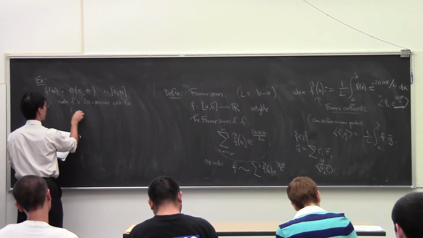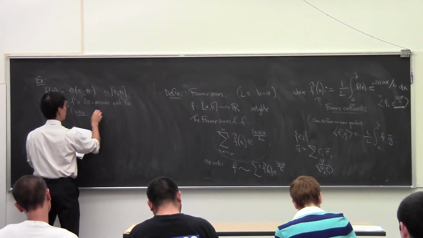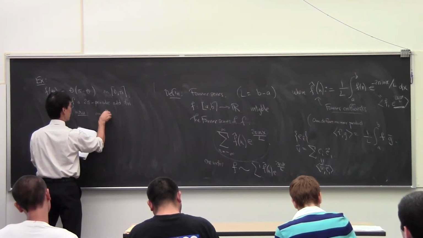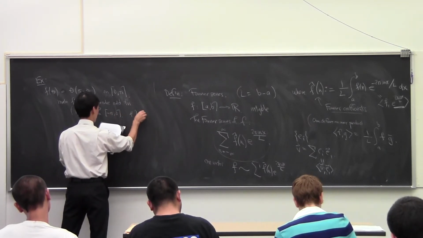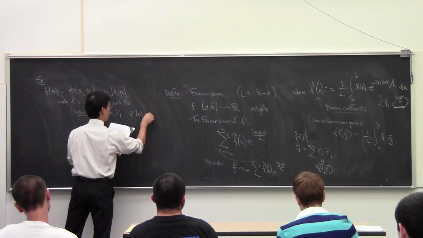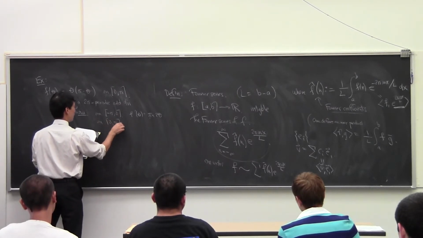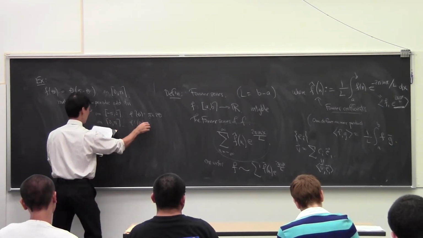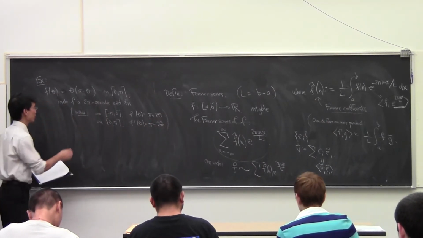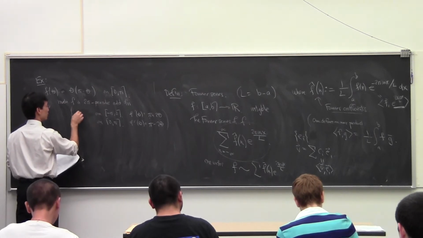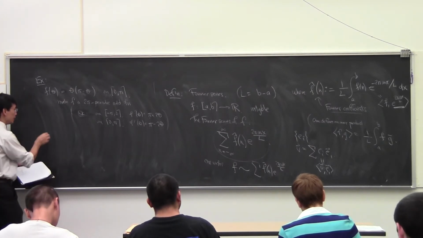So notice that on negative pi to 0, the derivative is pi plus 2 theta, and on 0 to pi, the derivative is pi minus 2 theta. Observe. Okay. And then we're going to calculate the Fourier series.